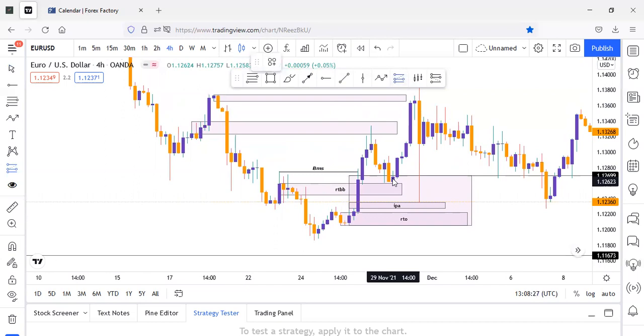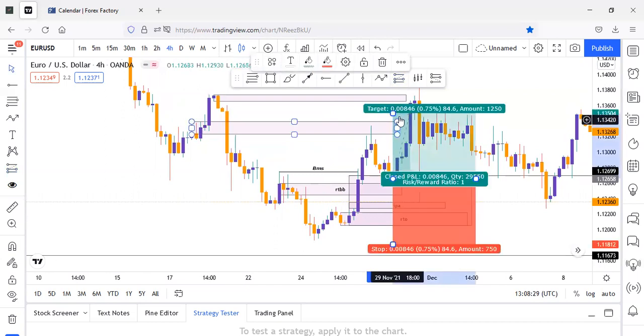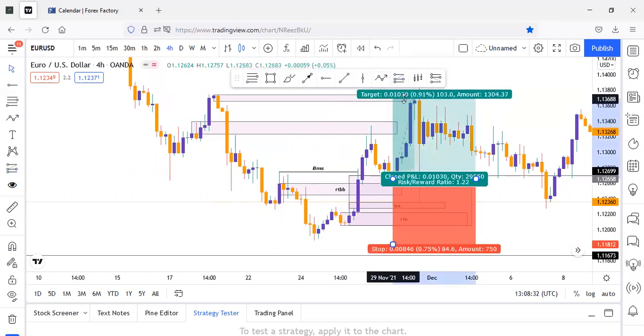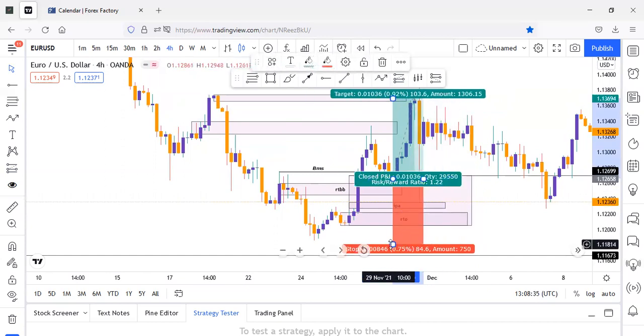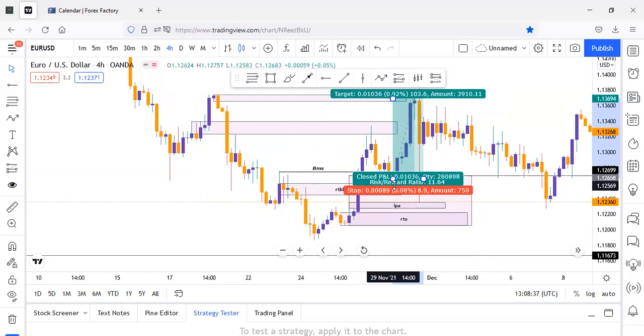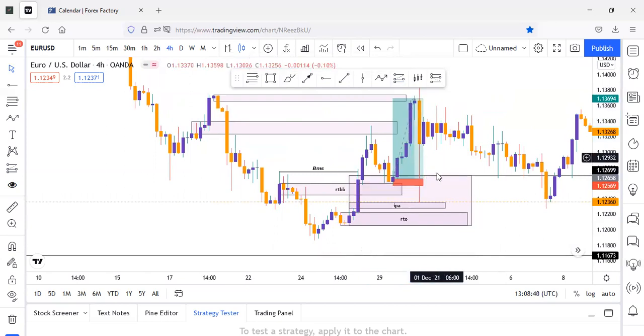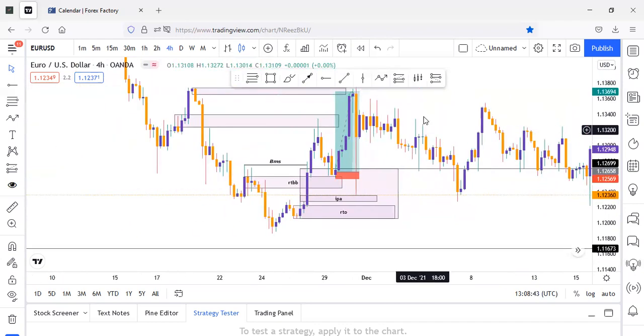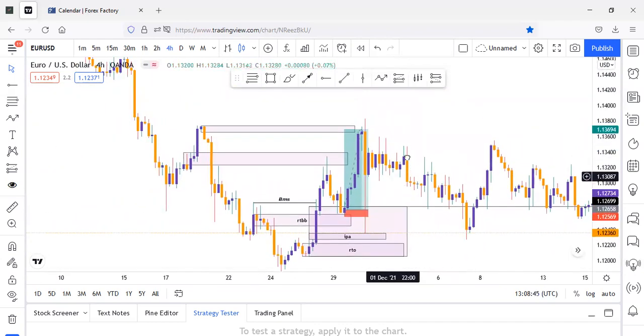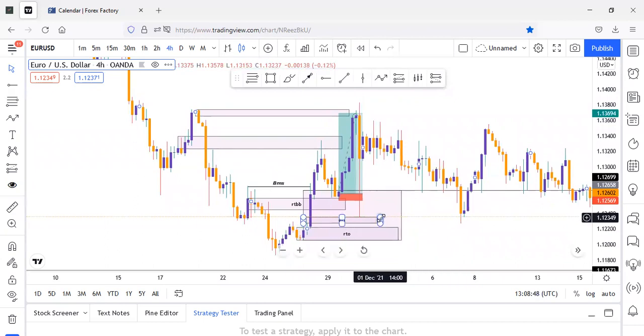Right from here, I bought it. Then I held it for a long period of time. Now that's about 110 pips, 103 pips right from there. And my stop loss was not much, just about 5 pips, because on a lower time frame it allows me to use a small stop loss.